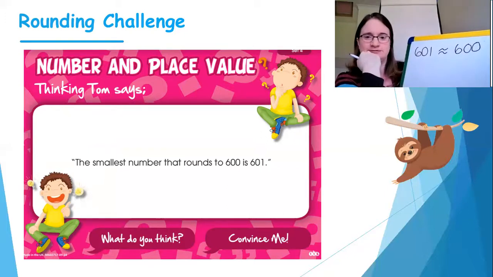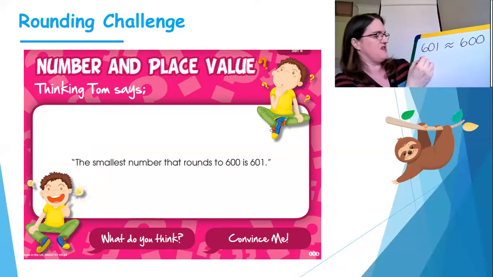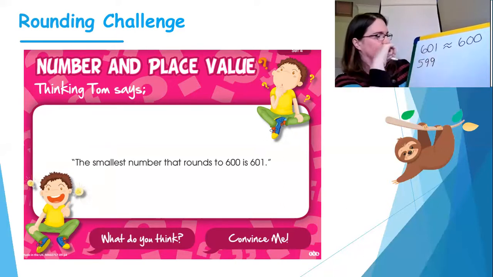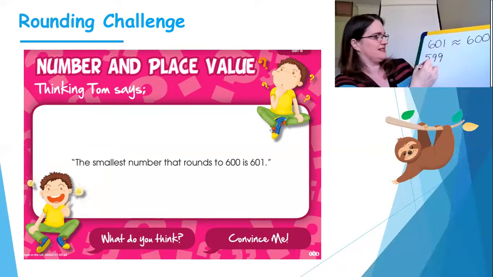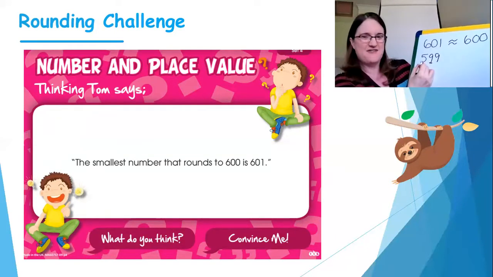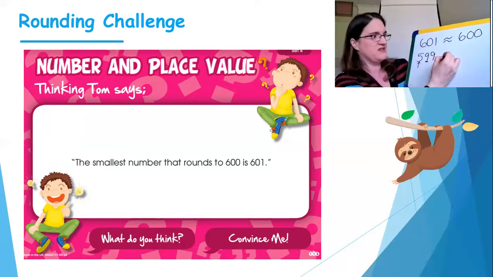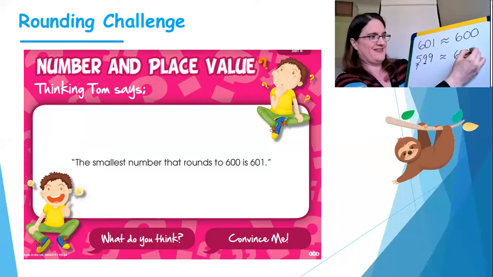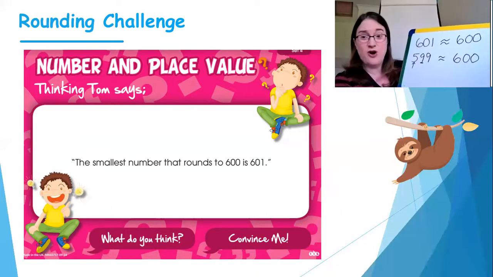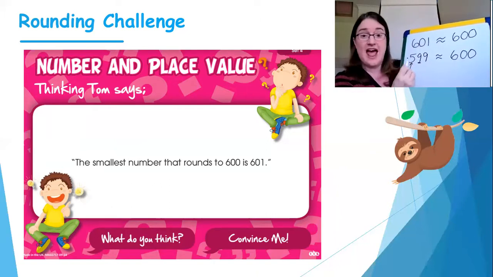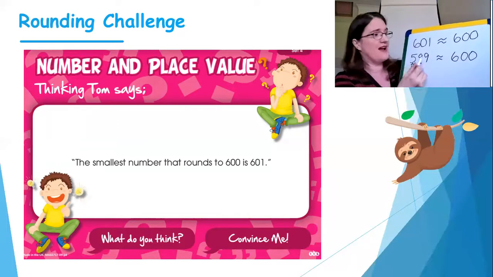Do you know what I'm going to do? I'm just going to go with a number that's really close to it, but a little bit smaller. So I'm going to go with the number 599. Does that round to 600? Let's have a look. Here's our 100 digit. That's our 10. So does it stay at 500 or does it go to 600? Actually, there's a 9 there. So it goes to 600. So he's definitely wrong because I've already found a smaller number that rounds to 600.